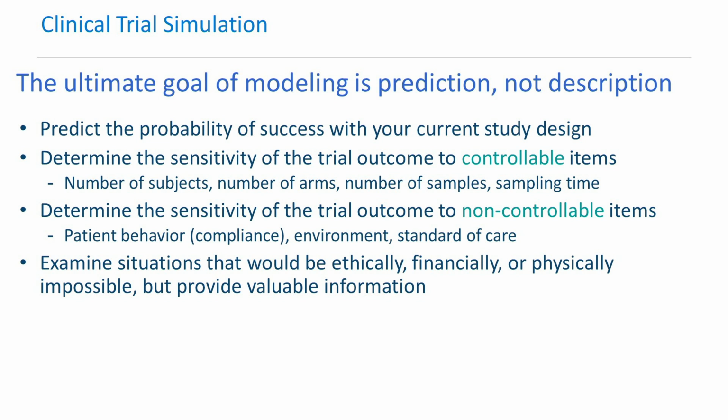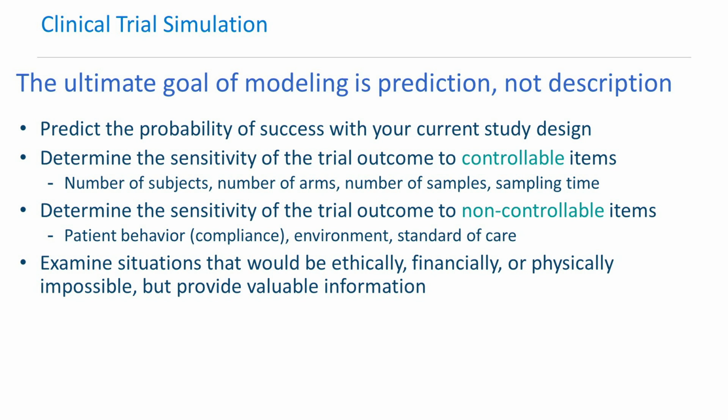But other non-controllable items are things like patient behavior, compliance and adherence to the scheduled dosing, the environment that the patient is in, the standard of care, and other things that you cannot control in terms of patient behavior. So those are very complicated items. Let's say, for example, you find that compliance becomes an incredibly important part of your study design. You may have to incorporate in things like MEMS caps or other ways of determining whether or not the patient has taken the medication.